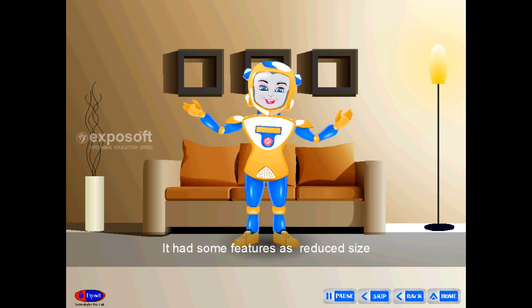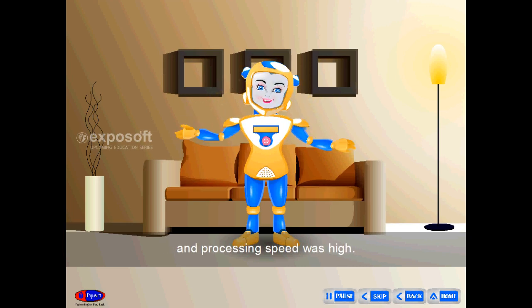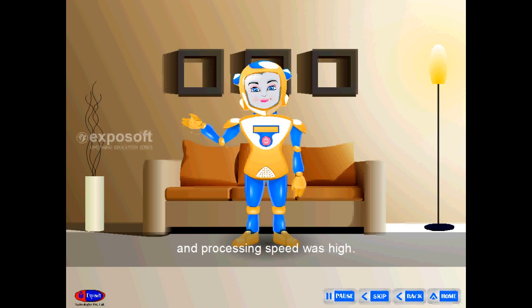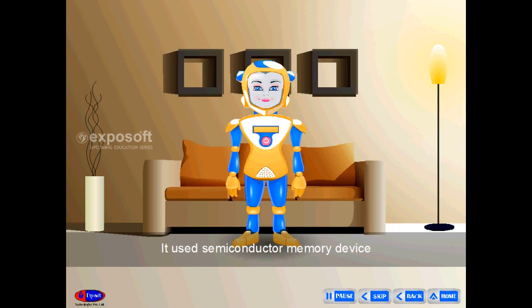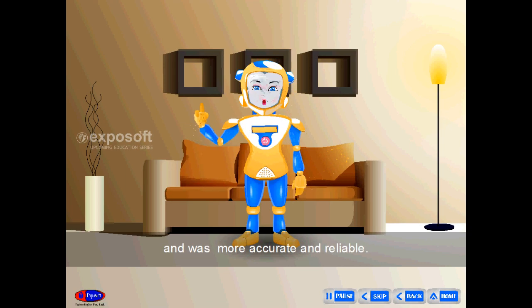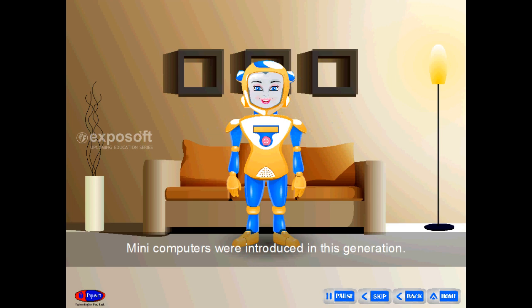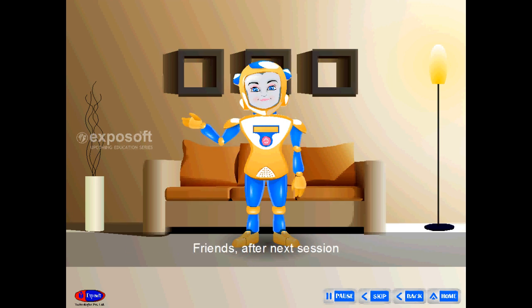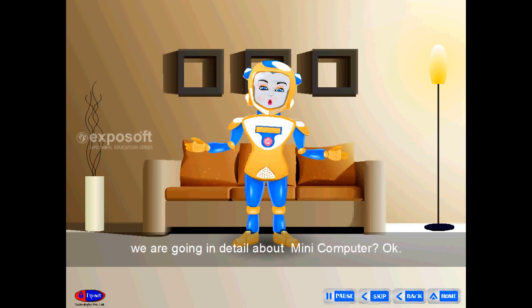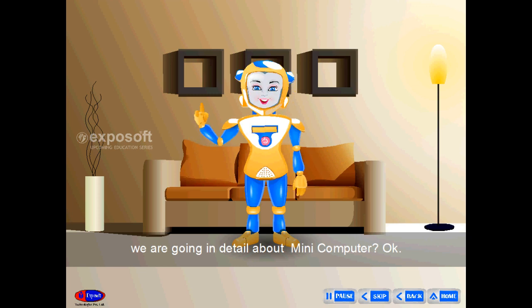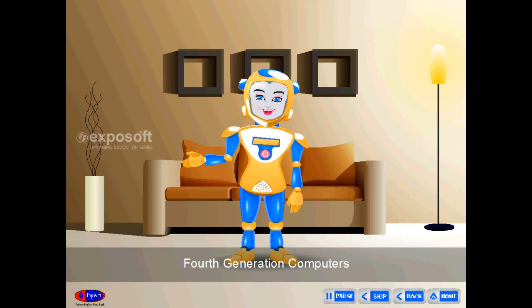It had some features such as reduced size and high processing speed. It used semiconductor memory devices and was more accurate and reliable. Mini computers were introduced in this generation. Friends, in the next session, we are going into detail about mini computers. Okay? Fourth generation computers.